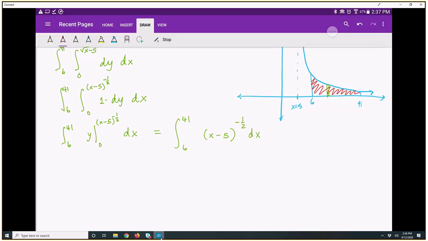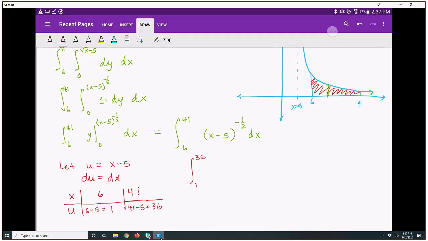We'll do a simple u substitution, letting u equal to x minus 5. du is simply dx. But I need to change my bounds accordingly. So if my bounds for x are 6 and 41, then my bounds for u will be 6 minus 5, that's 1, and 41 minus 5, 36. So I can rewrite the integration as the integration from 1 to 36 of u to the minus 1/2 du.